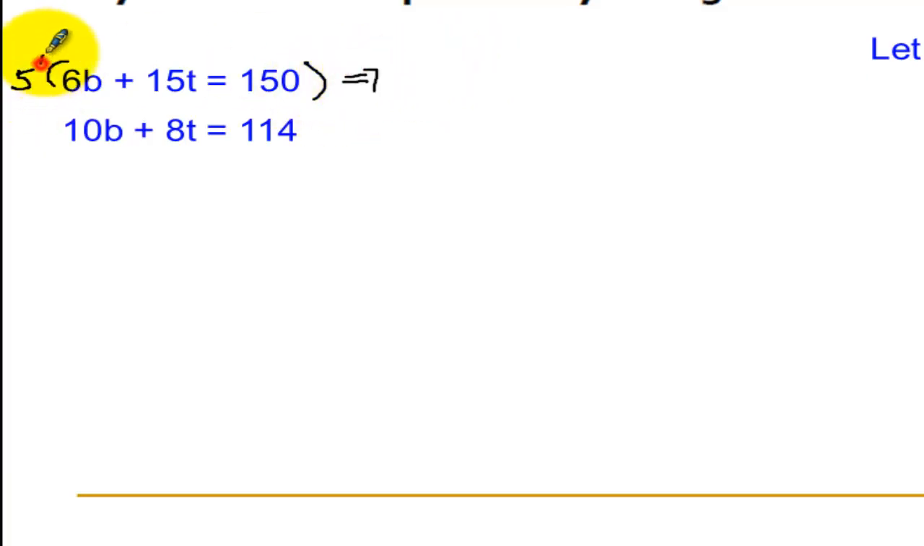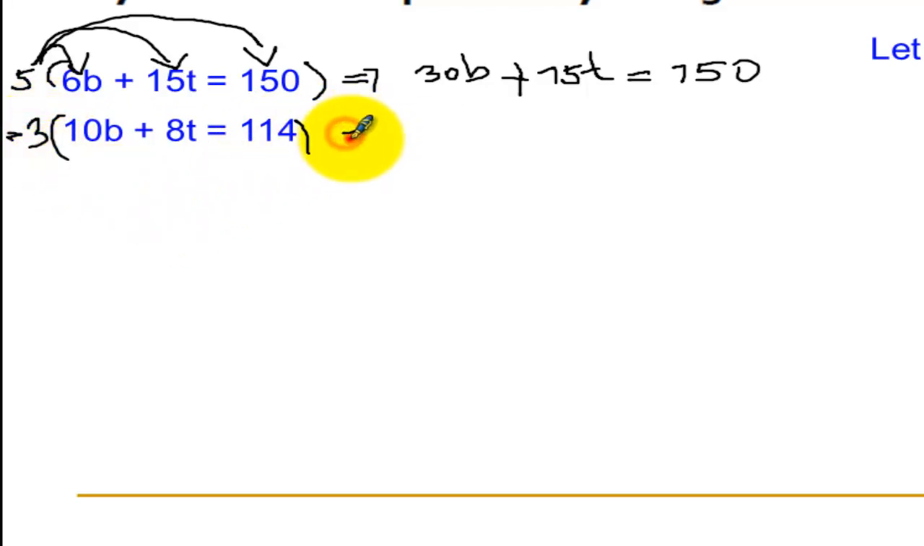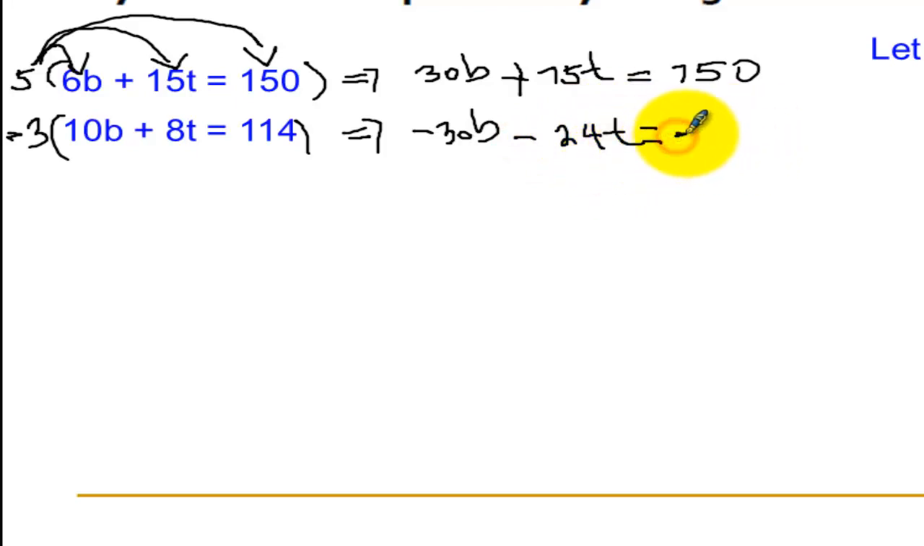5 times 6b, that's 30b. 5 times 15t will be equal to 75t, and then 5 times 150, that's equal to 750. And our goal is to make this equal to negative 30, so we need to multiply by negative 3. So we will have negative 30b, negative 3 times 8t is negative 24t, and then negative 3 times 114 will be equal to negative 342.